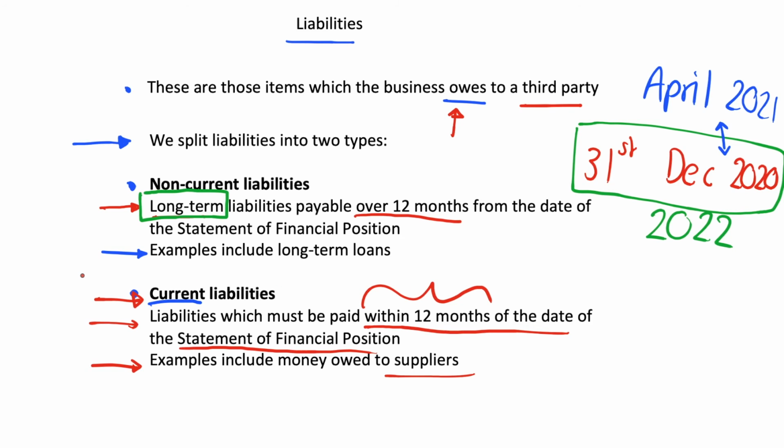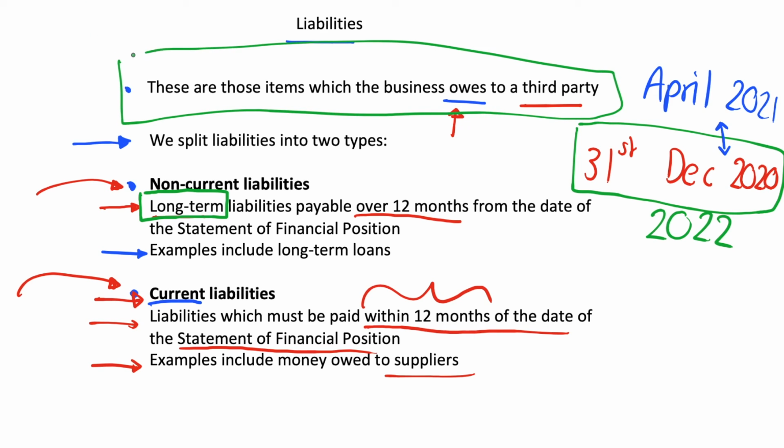So those are our types of liabilities. We've got long-term liabilities, which we call non-current liabilities, and short-term liabilities, which we call current liabilities. Hopefully this definition of liabilities makes a bit of sense, and the key term here is owe. It's something that you owe, and on the flip side, in the previous video, assets were something that you own, so that is our distinction there.